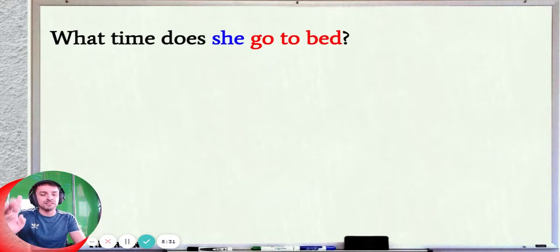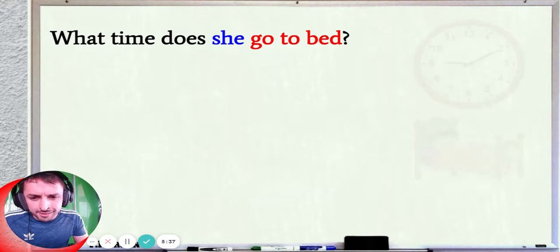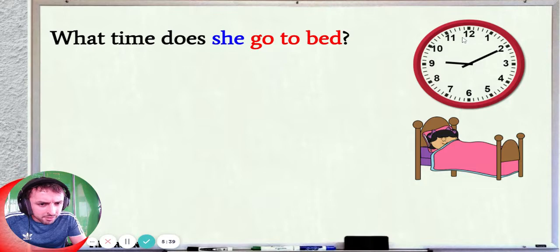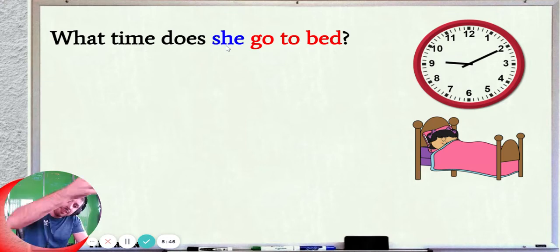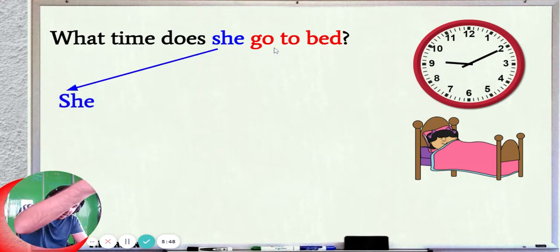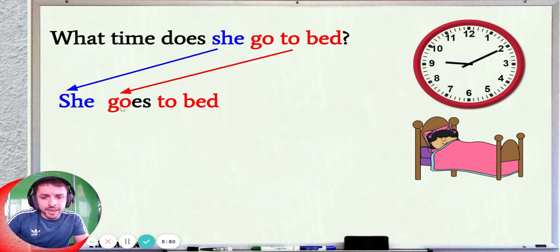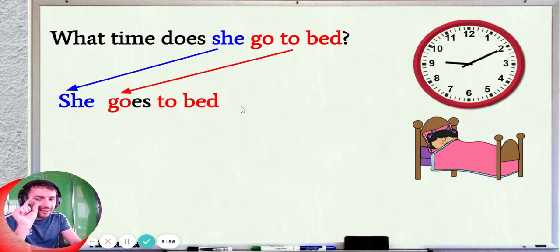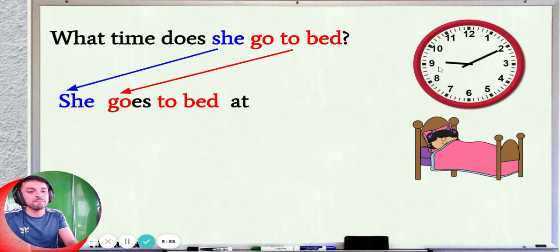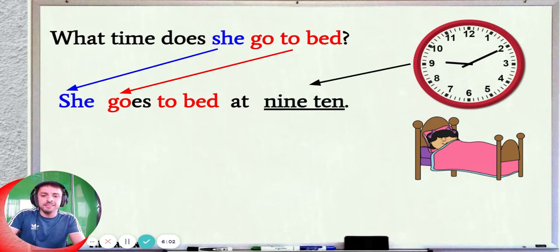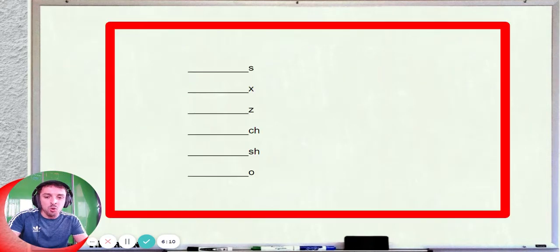Okay, we do have one more, last one. What time does she go to bed? So here she is. Okay, so the answer, first we start with she. Take the pronoun she, then we take the verb, go to bed: goes to bed. He or she, you add an S, but it's an ES. She goes to bed at what time? 9:10. She goes to bed at 9:10. Now look, it's ES, not S. Why ES? Because the last letter is an O.